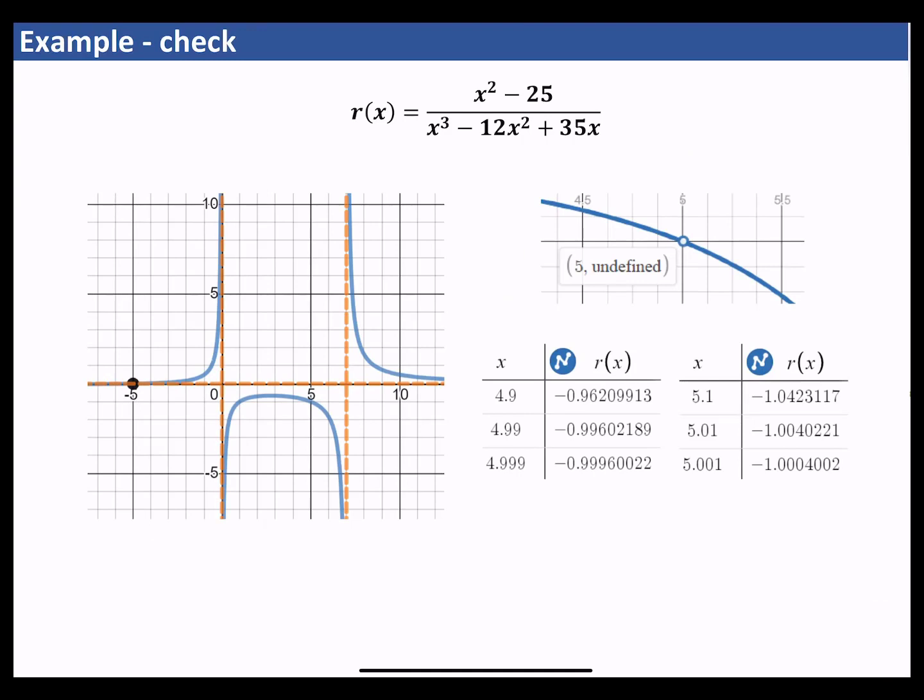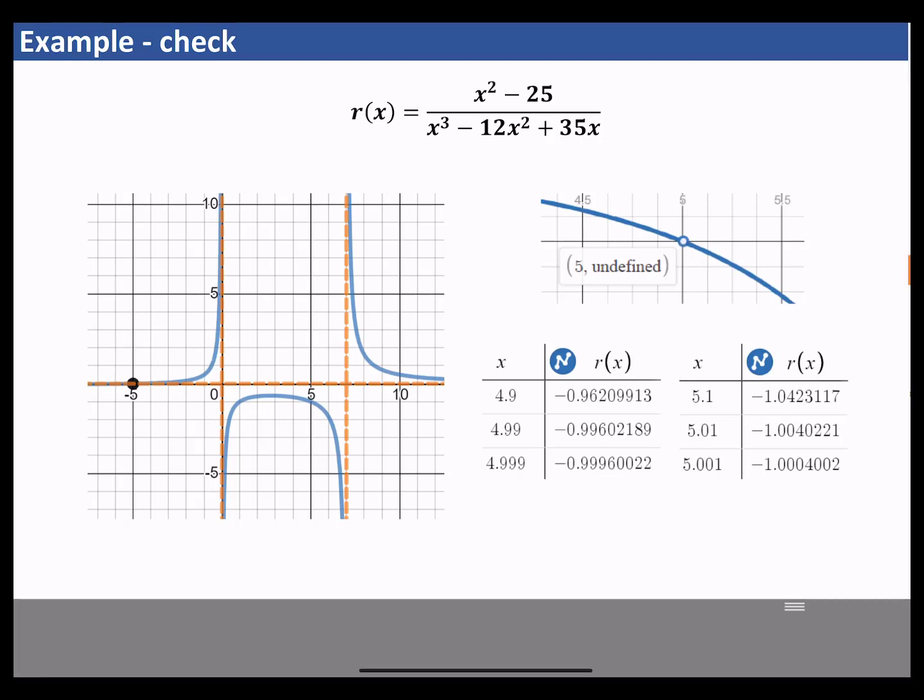So on the left, we see the graph of r of x. We notice it has an x-intercept at negative 5, as expected. It has a vertical asymptote at x equals 0 and another at x equals 7, and it has a horizontal asymptote at y equals 0. So the only thing that the graph on the left fails to show is the hole at x equals 5, y equals -1. So the graphing technology will pretty much always miss that hole.